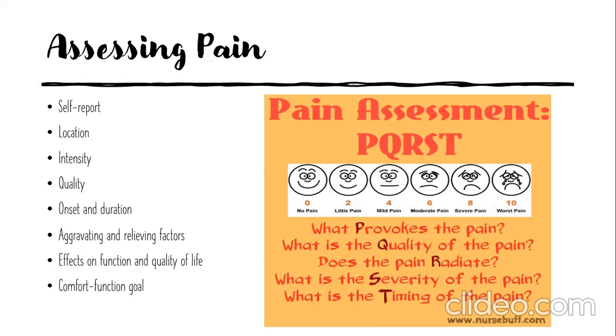Severity, obviously, is going to be how you rate your pain on a scale of 0 to 10, or looking at these cartoon faces, where do you rate your pain? And timing, is it chronic or is it acute? Even if it's chronic, is it a sudden onset? Does it all of a sudden just hit you out of nowhere? Or is it gradually throughout the day?